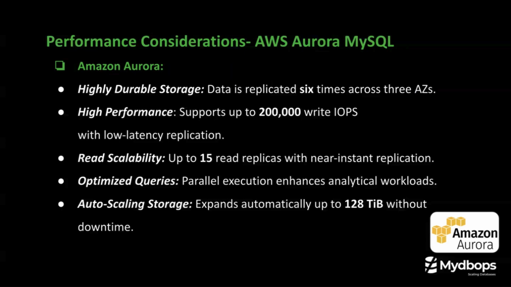Aurora is also optimized for analytical workloads. It supports parallel query execution, meaning complex queries can run faster by leveraging multiple CPU cores. And when it comes to storage, Aurora is fully auto scaling. It automatically expands up to 128 terabytes as your data grows without any downtime or manual intervention like in RDS. Overall, Aurora delivers strong durability, high throughput, and seamless scalability. So it makes a solid choice for high performance applications.